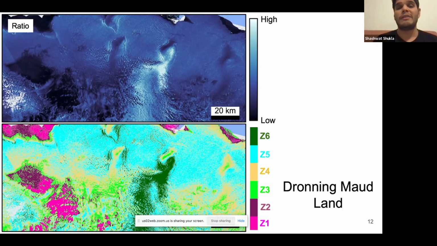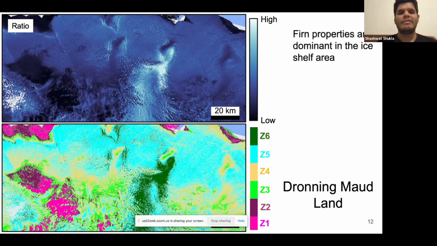However, it is a very difficult task to separate the firn volume and the roughness and different types of things. So that's what we see from this classified image, where there are zone 1 to zone 6, what I represented before. And in general, what we see is that in the ice shelf area, especially here, the cyan color represents the area which is dominated by firn volume scattering, where the firn properties are more dominant.